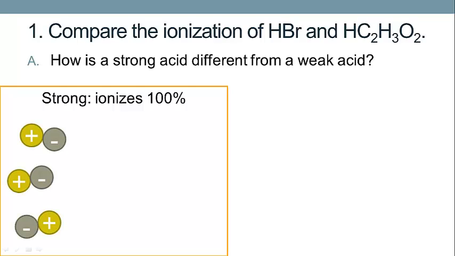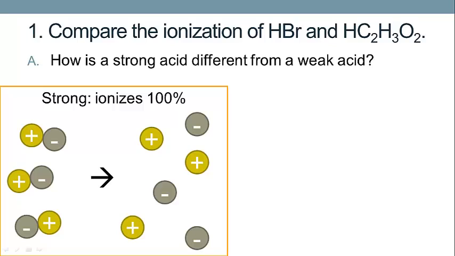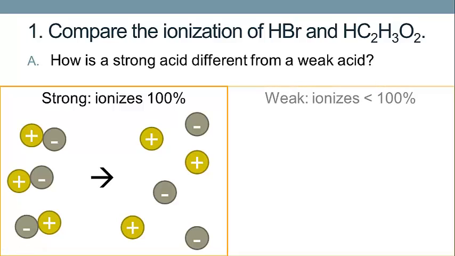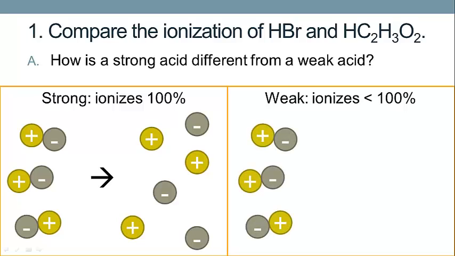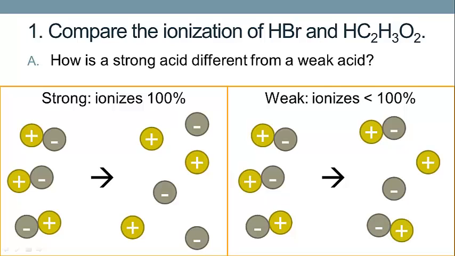So the difference is that a strong acid ionizes 100%. What that means is that it completely breaks apart and forms ions. So every single strong acid molecule will break apart and form ions. A weak acid ionizes less than 100%, and usually it's a lot less than 100%. So in this case, that one didn't break apart, this one did ionize, and that one did not. So we only see about a third of them ionizing for a weak acid.